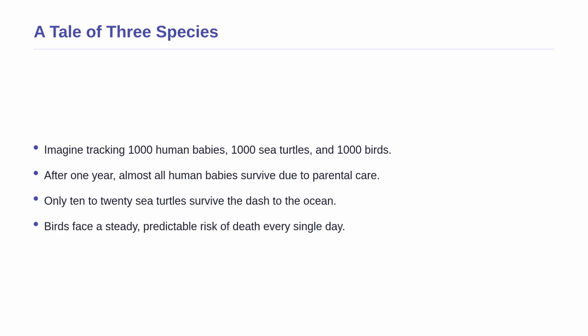Let us start with a simple thought experiment. Imagine tracking 1,000 human babies, 1,000 baby sea turtles, and 1,000 baby birds, all born on the exact same day. After 1 year, almost all the human babies are still alive due to intense parental care. But out of the 1,000 sea turtles, maybe only 10 survive the perilous dash to the ocean. The birds face a steady, predictable risk of death every single day. This highlights a fundamental truth. Different species have vastly different strategies for survival.